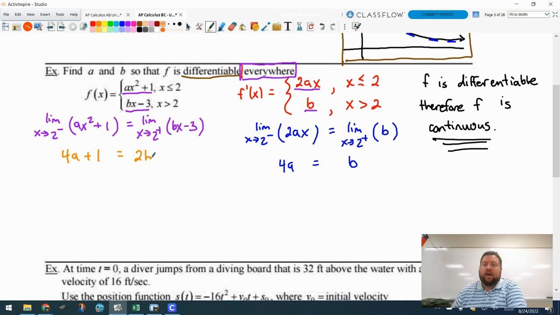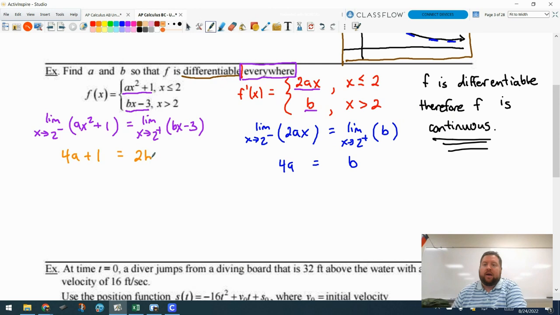At time t equals 0, a diver jumps from a diving board that is 32 feet above the water with an initial velocity of 16 feet per second. Use the position function, which they've given us here, where v naught is the initial velocity and s naught is the initial position. This right here is acceleration. These are for you physics people. This is acceleration, and it's acceleration due to gravity.